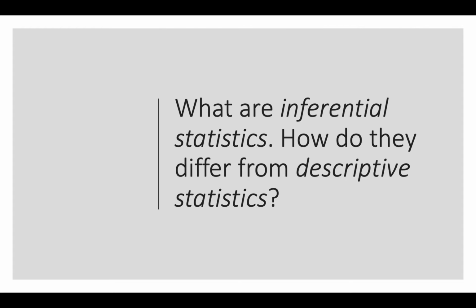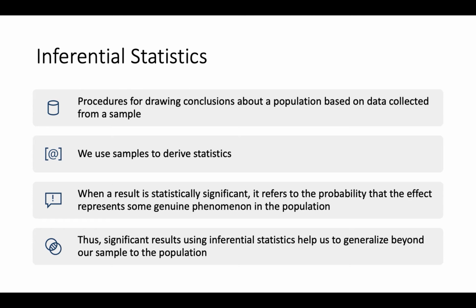Inferential statistics are a little different. They allow us to draw conclusions about a population based on the data collected in a sample, okay? So descriptive statistics allow us to describe our sample. Inferential statistics allow us to go a step further and relate our sample back to the population. Let's take a better look at this. So, inferential statistics are procedures for drawing conclusions about a population based on data collected from a sample.